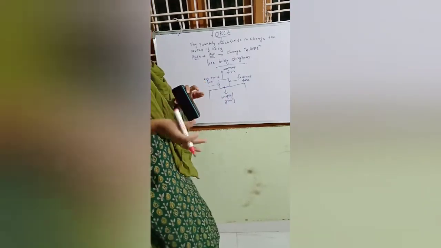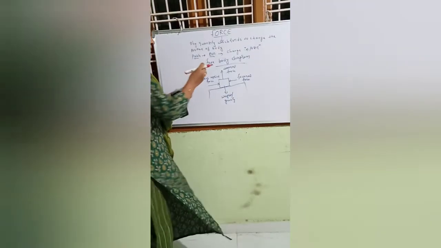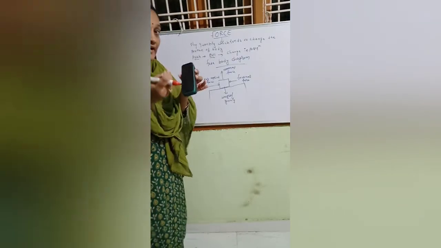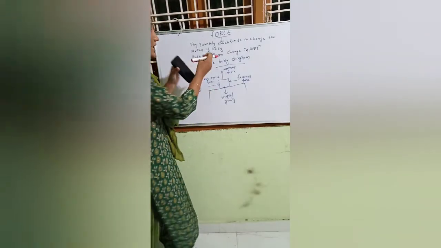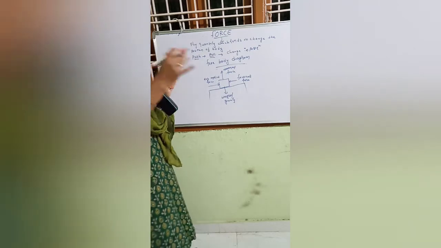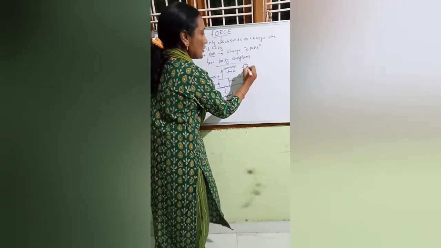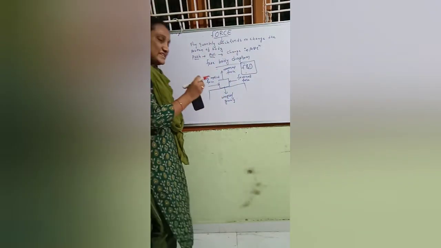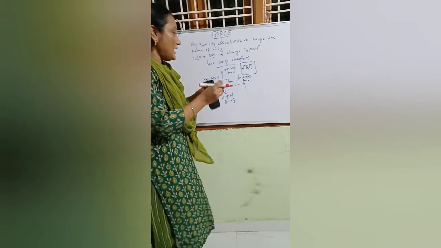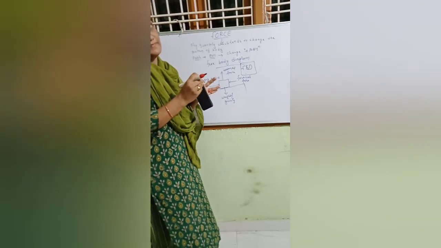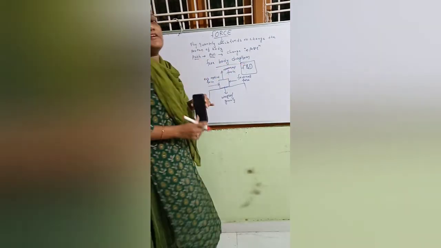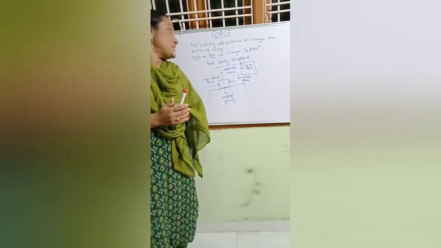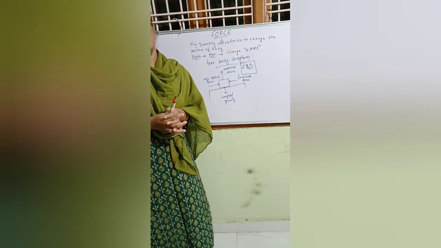So free body diagram means that particular diagram which indicates how many kinds of forces are acting on a particular body. That we call a free body diagram. So this is about the contact forces, free body diagram and the magnitude of force.